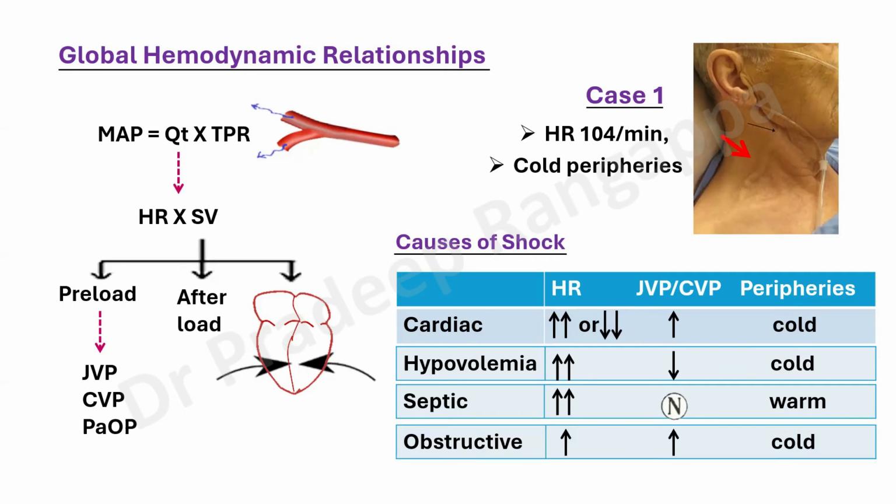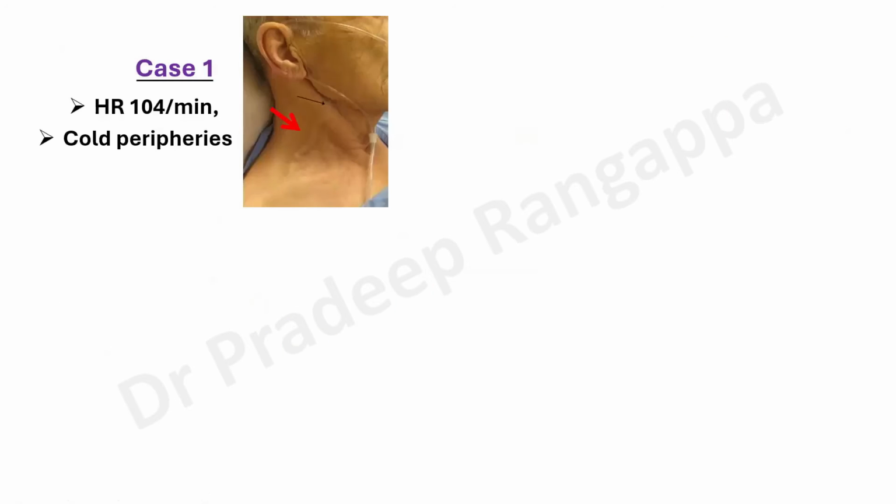Or obstructive shock. The fourth shock is obstructive shock. Even in obstructive shock, heart rate will be high, JVP can be high, and peripheries are cold. So when you look at these four types of shock, it's very easy to put this patient into a category. Either cardiac, because heart rate is high, JVP is elevated and peripheries are cold. It cannot be hypovolemia because JVP is elevated. It cannot be septic because peripheries are cold. Or it has to be obstructive, because this patient has had a total hip replacement and is at risk for developing pulmonary embolism. That is something you have to keep in mind. For all the trainees, please remember these four types of shock.